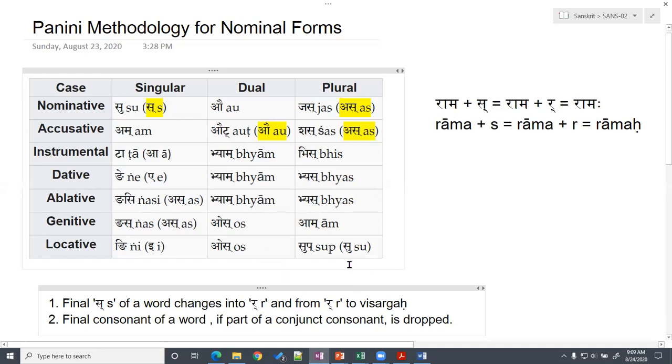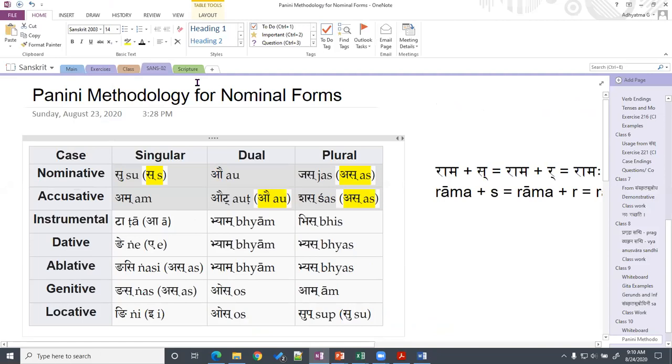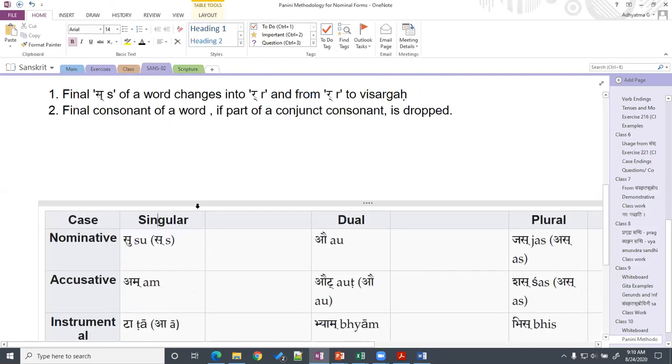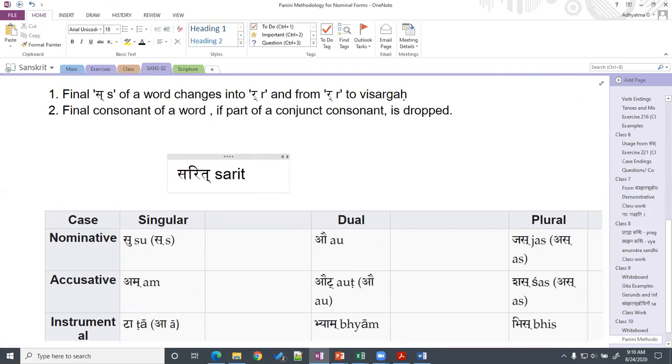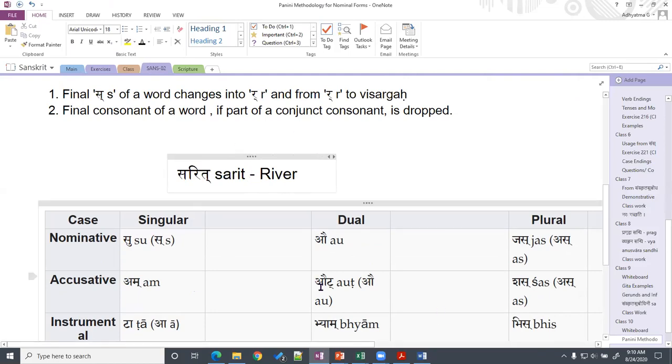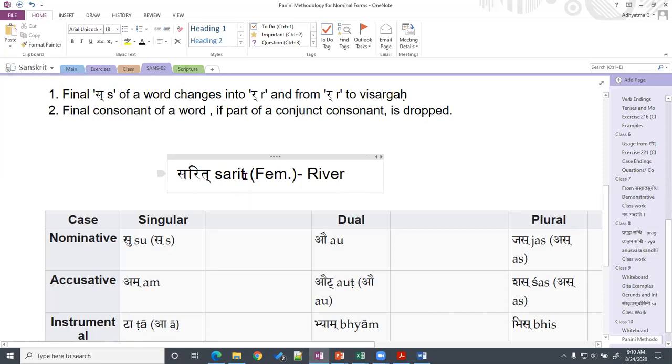So this particular set of suffixes, they work more for consonant endings. Like when you have a consonant ending nominal, the rules which are applied are fewer in number versus when you have a vowel ending noun. So today we'll try to use one consonant ending and you will see how easy it is to generate from this table. So I'll just remove these highlights because this doesn't serve any purpose here for us. So I'll take this word. It's a feminine noun ending in takara and it means river.